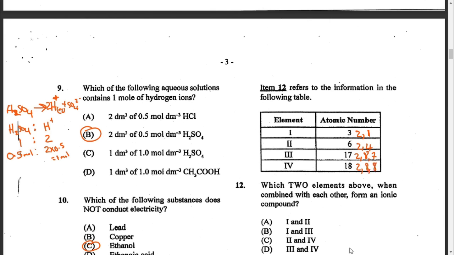All right. 18. So this is argon. This is the noble gas, argon. 17 is chlorine. 6 is carbon, and 3 is lithium.